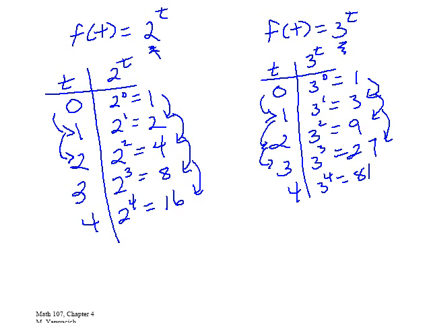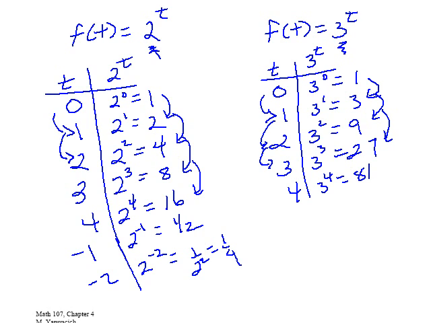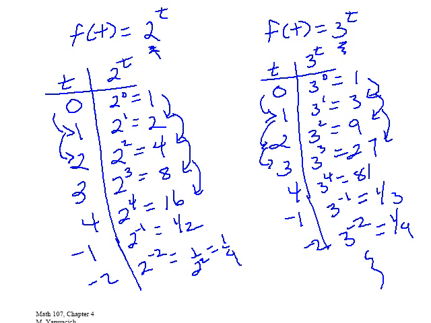I can also go the other way with negative values of t. So minus 1 would be 2 to the minus 1, which would be 1/2. Minus 2, 2 to the minus 2, which is 1 over 2 squared, that's 1/4, and that continues going on like that. In this case, it's dividing by 2 now. Same here, you would have minus 1, that would give you 3 to the minus 1, which is 1/3. Minus 2 would be 3 to the minus 2, and that's 1/9, and that's continuing, dividing by 3.